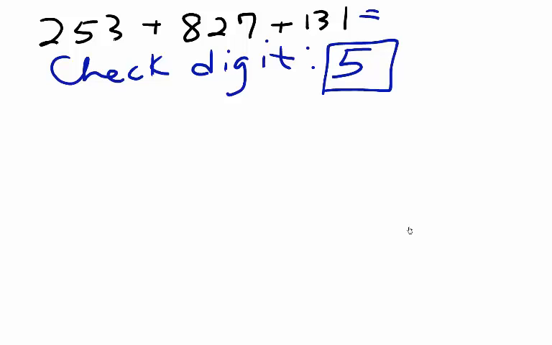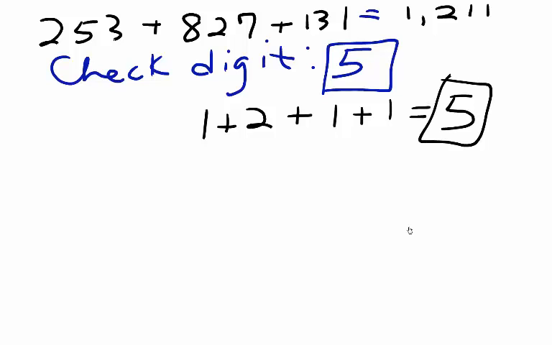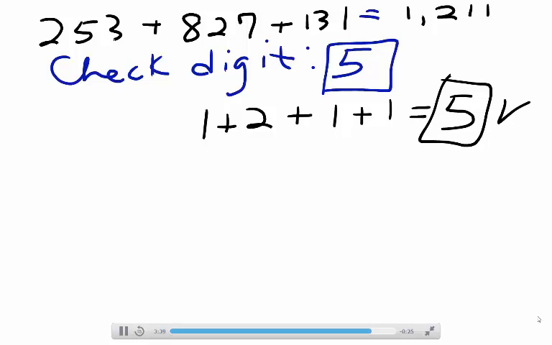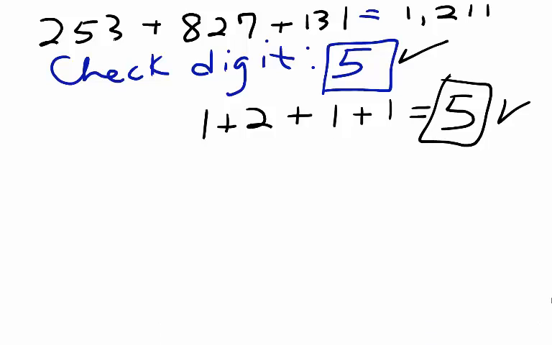The sum of 253 plus 827 plus 131 is 1,211. The check digit is 1 plus 2 plus 1 plus 1, which, as you can see, adds up to 5. Therefore, the check digit for the sum matches the check digit which we found by obtaining the sums of the check digits of the individual numbers.